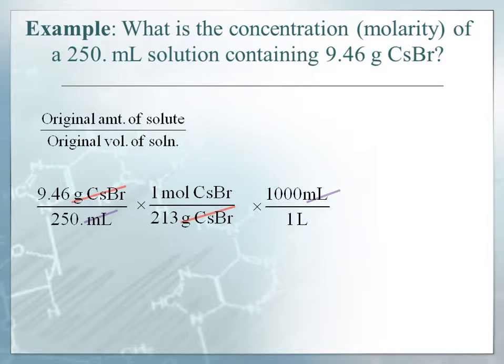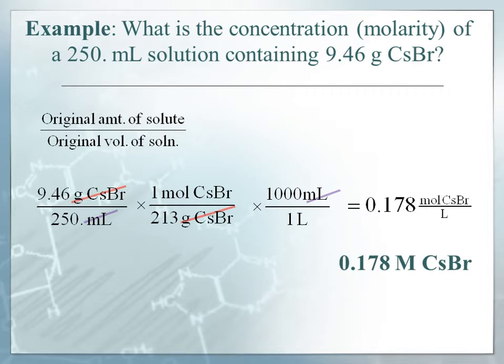So when we plug these numbers in and we calculate our answer, we should come up with 0.178 moles of cesium bromide per liter. The more common way to express molarity is with the capital letter M as the unit, so we can rewrite this as 0.178 molar CsBr.